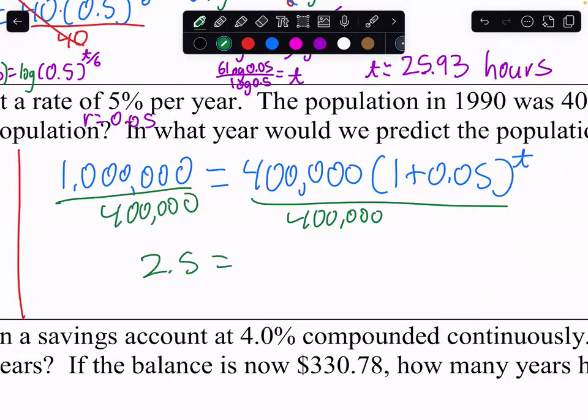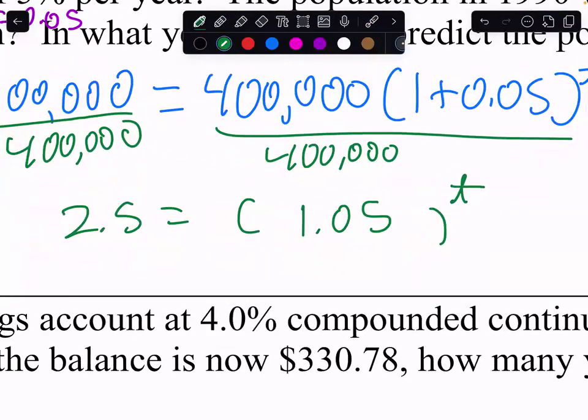Okay, so the left side becomes 2.5. And on the right side, I'm going to go ahead and add this up. 1 plus 0.05 is 1.05. From here, we need to get the t out of the exponent. So you can do regular log, you can do natural log, you can do other bases. I'll do natural log this time. Again, there's no real advantage one way or the other this time. I just chose natural log.